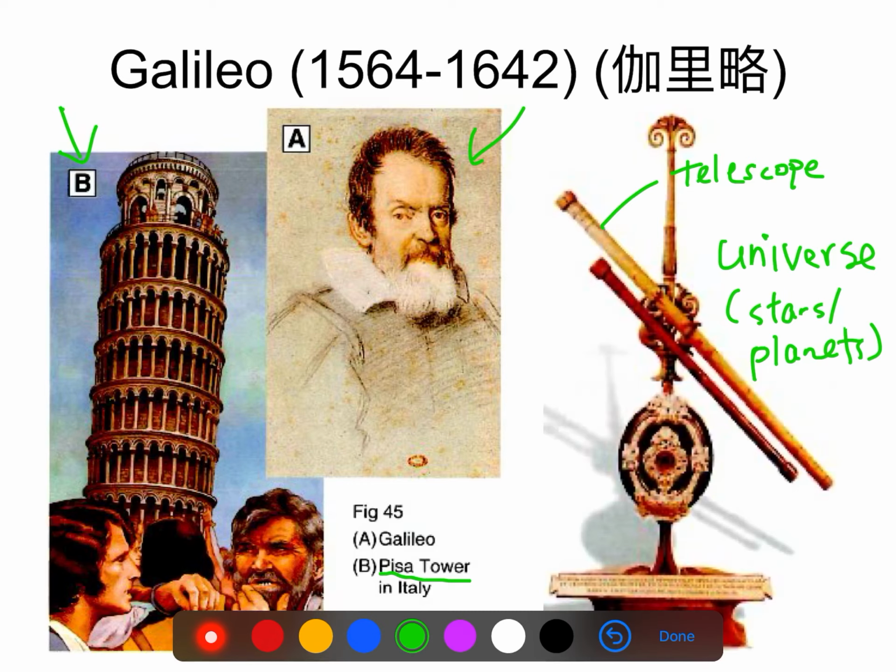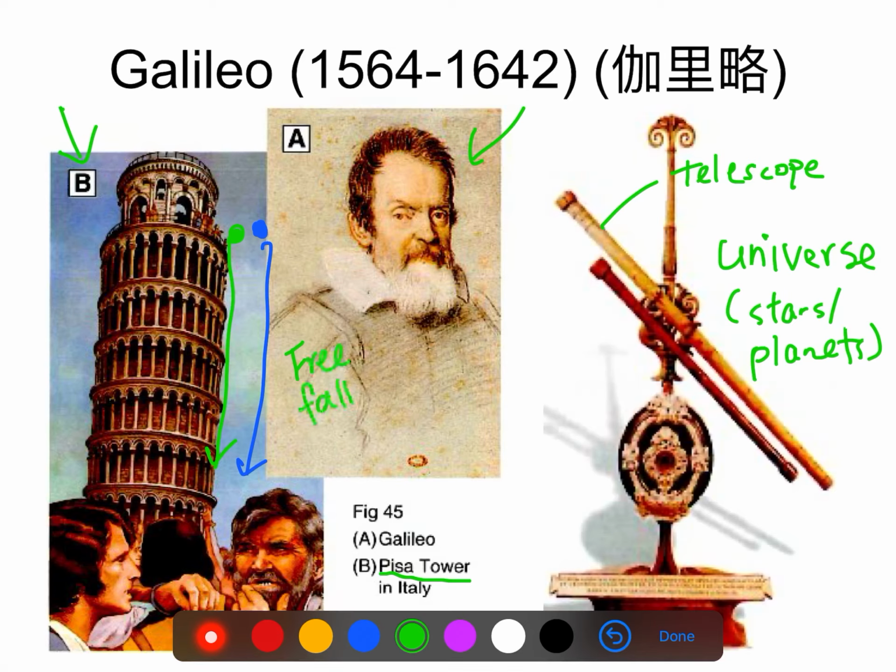Galileo did a very famous scientific experiment. He dropped two balls. Okay, the two balls are of different weights, but they fall down at the same time. Okay, they fall at the same time. And he called this a free fall, 自由落體定律.